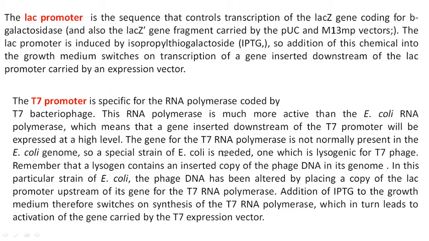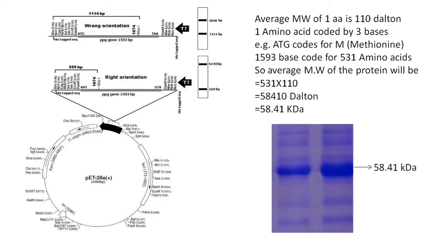So the T7 promoter is generally used for the expression of various heterologous or foreign genes in E. coli. Now I have shown you an example of an expression vector here. This is the pET vector. We also have this vector in our laboratory in the Department of Zoology.